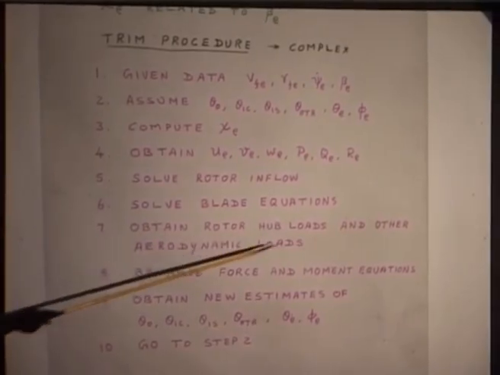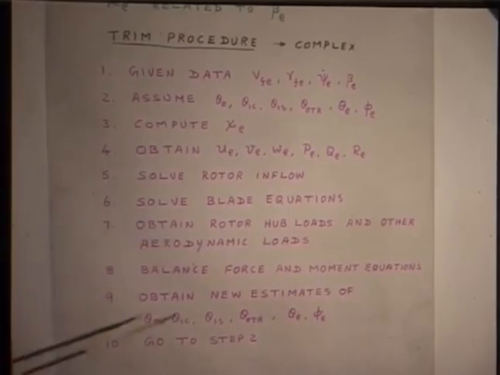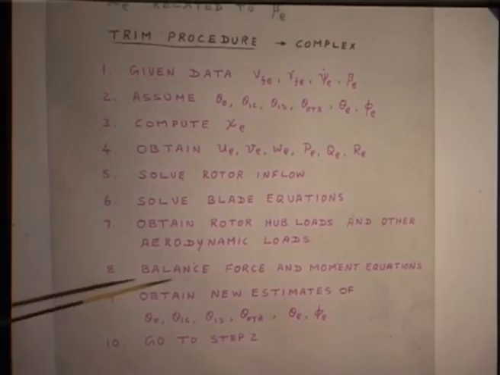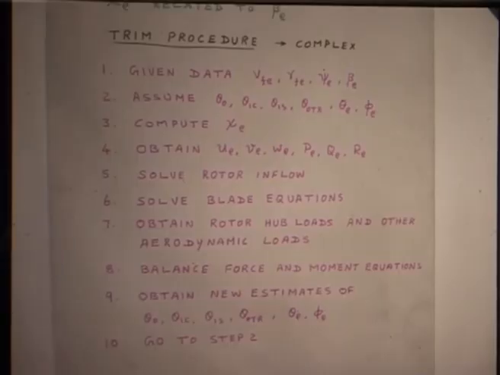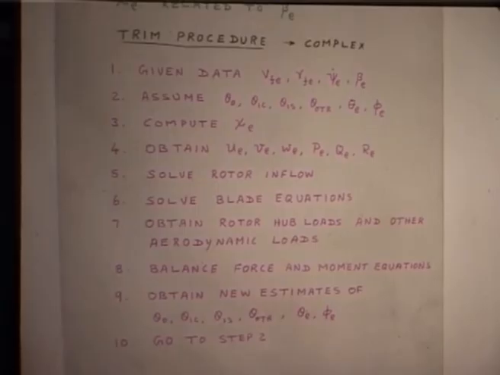Get the rotor hub loads and other aerodynamic loads, transfer them to the fuselage, get the force and moment equilibrium, you will find that they do not match. Okay. But you take the average load, please understand, you obtain the rotor hub loads, that means you take one revolution, get the mean values, then transfer the mean values for balancing the force and moment. It will not balance.